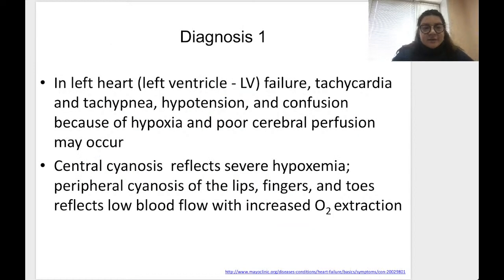For diagnosis of left ventricle failure, tachycardia and tachypnea, hypotension and confusion because of hypoxia and poor cerebral perfusion may occur. Central cyanosis reflects severe hypoxemia. Peripheral cyanosis of the lips, fingers, and toes reflects low blood flow with increased oxygen extraction.